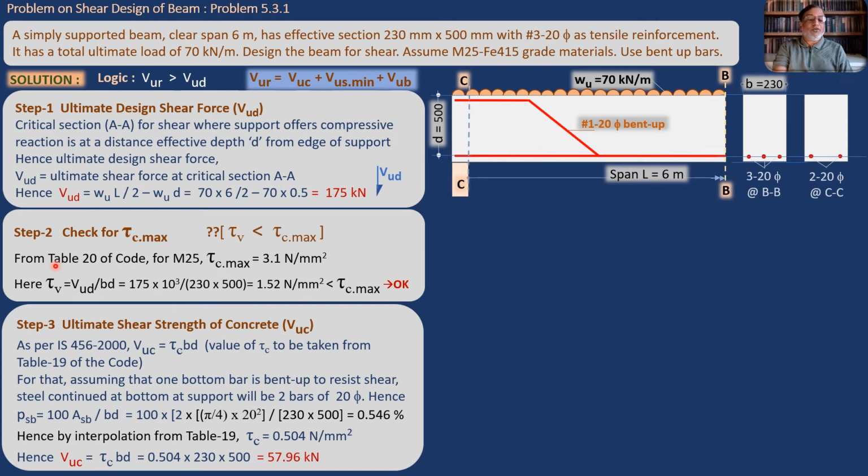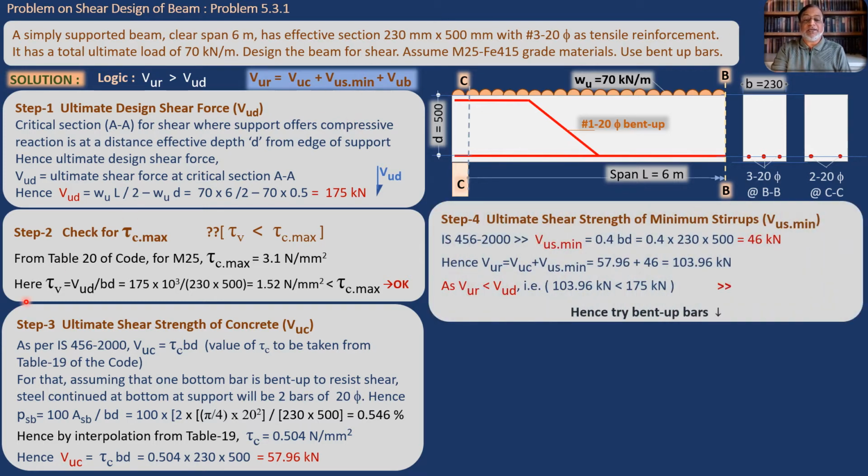So this is how the problem proceeds in itself. When you compare the value, you are immediately convinced that no, you will have to go to step 4. You will have to go for the next source of shear resistance. So let us go. What is the next step? Step 4. Step 4 is calculation of ultimate shear strength of minimum stirrups, that is VUS minimum.